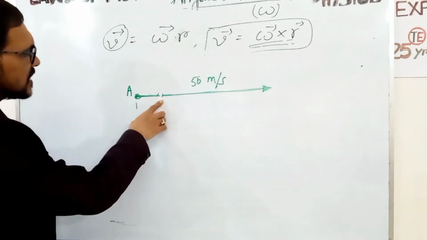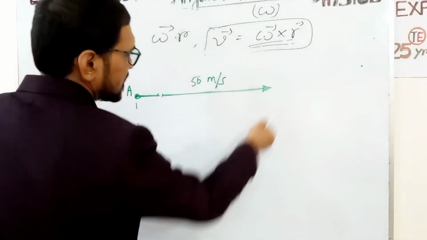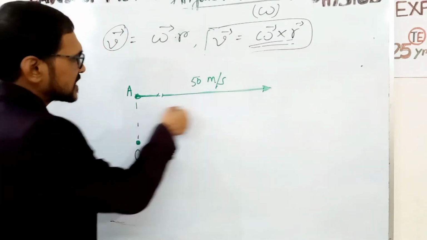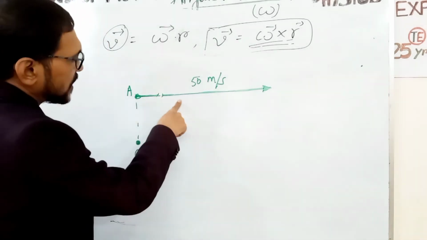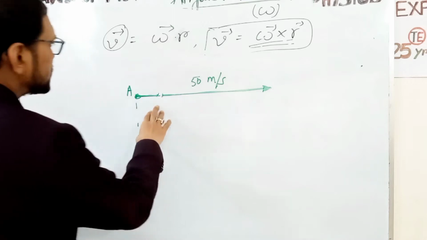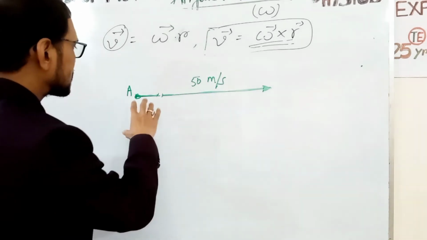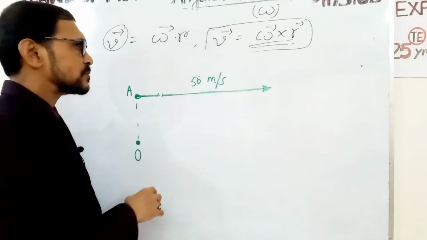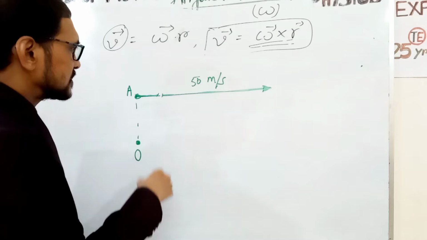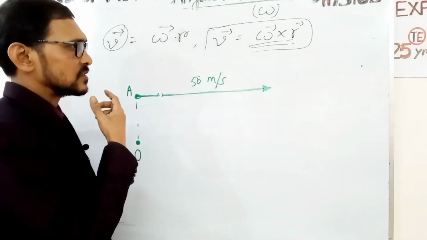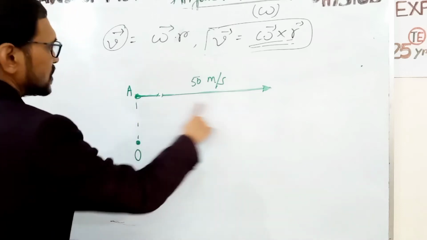This is the question: a particle moves with a velocity of 50 meters per second along the horizontal direction, that is along the x-axis, and a man at the origin observes the motion of the particle. How can he observe it? To see the object, he just moves his eyes, from this to this. To observe the particle, the man rotates his eyes this way.